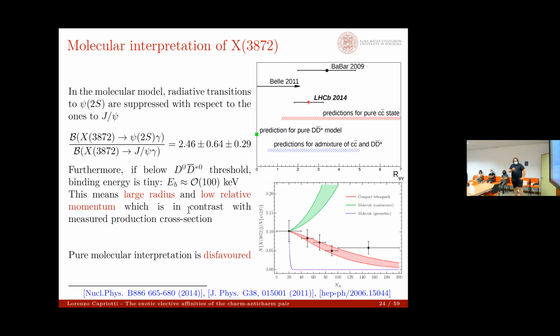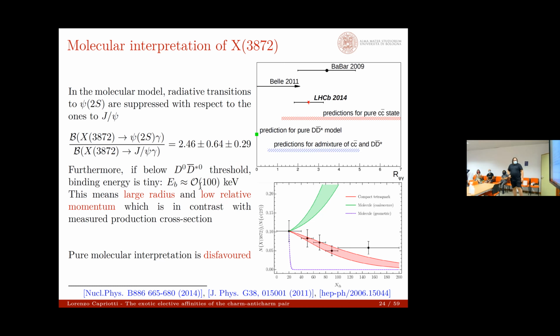For instance, the decays to psi(2S) gamma are supposed to be suppressed with respect to the ones to J/psi gamma if the X is a molecule, but you can see that they are not suppressed, and this disfavors the pure molecular interpretation. Another thing is that, as I said, the binding energy is very small because the mass of the X is very close to the D D* threshold. So if the binding energy is small, it means that the molecule is very large, and the relative momentum between the two components is very low.